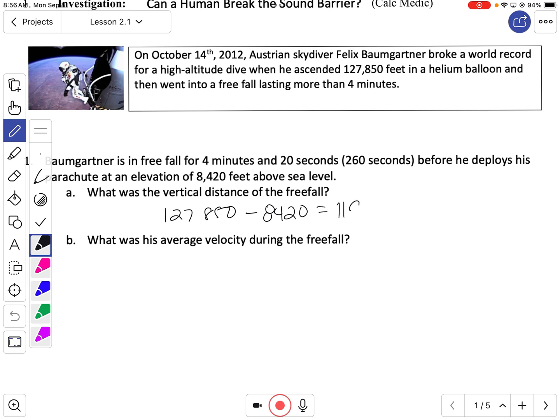And so before he deploys his chute, he's going to fall 119,000 feet. Y'all, there's no way I'm doing that. Just saying. Okay.